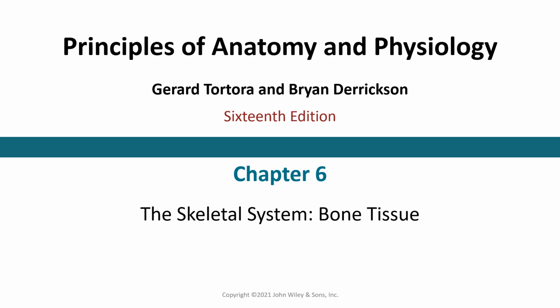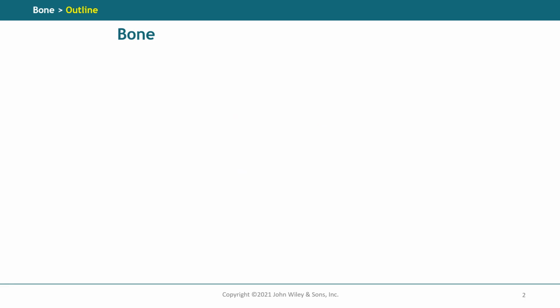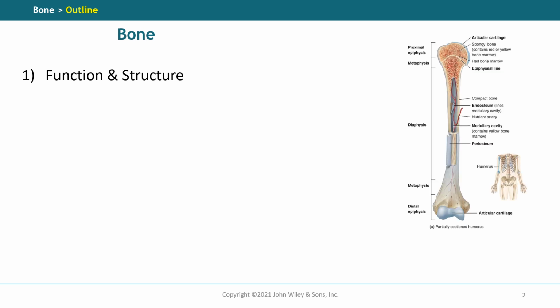Today we're going to cover chapter 6 and give you an introduction about the skeletal system and bone tissue. This class will be divided in three main sections. First we will talk about the function and the structure of bones.